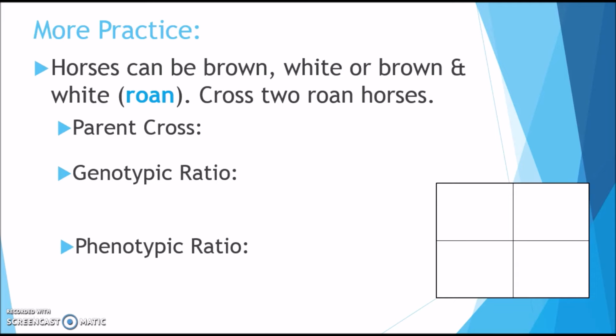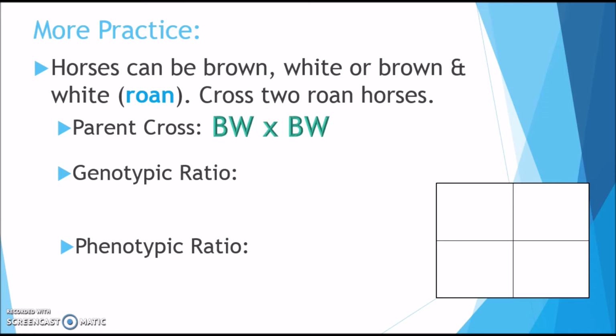Let's do another problem, okay? So horses can be brown, white, or brown and white, which is also known as roan. In this problem, we want to cross 2 roan horses. So since a roan horse is brown and white, it's going to be a heterozygous individual. 2 of them, BW, BW.